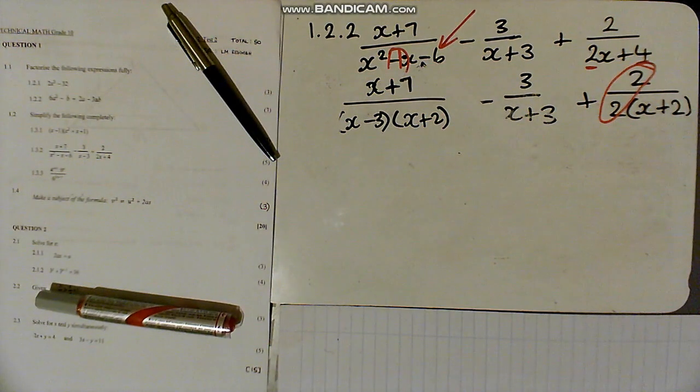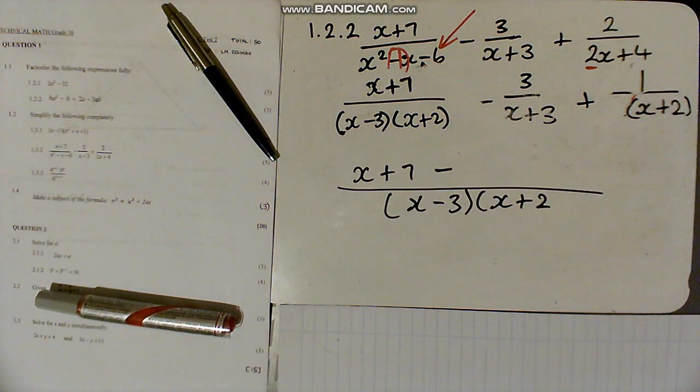We know that 2 over 2 equals 1, so those 2's are going to cancel each other. You're going to have 1 over x plus 2. Now we're going to find the LCD. The LCD will be x minus 3, x plus 2. x plus 7 is the numerator, minus 3.